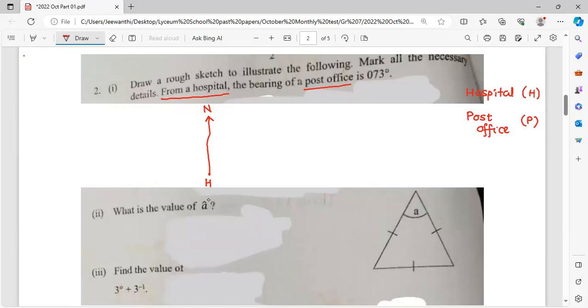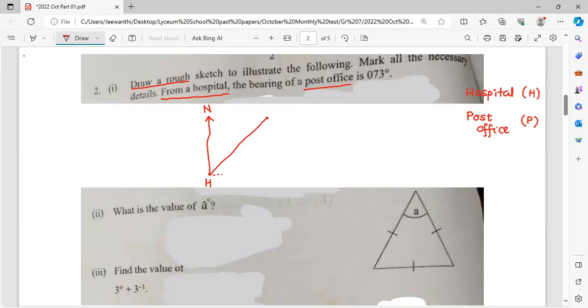So here you are drawing the rough sketch, children. You don't want to take the protractor and measure the angle and draw it, because this is a rough sketch. The only thing you should understand is that this is less than 90, so then that this is the 90 level, so then this should be something like this.